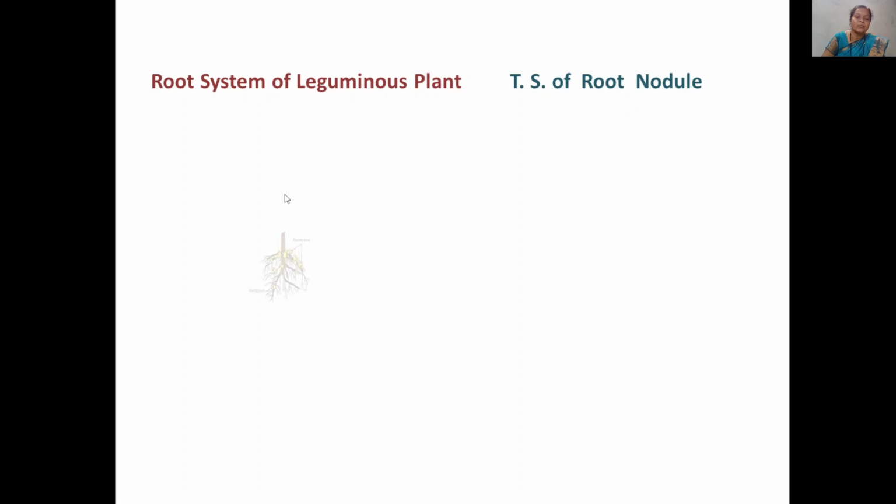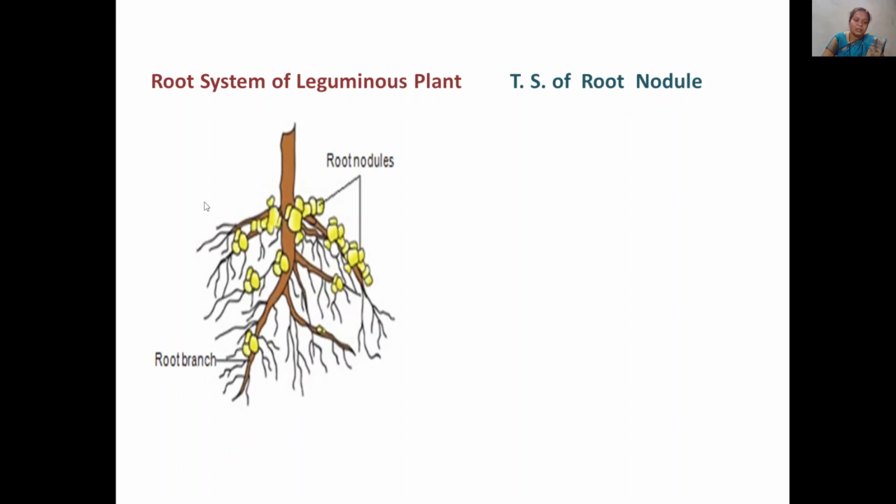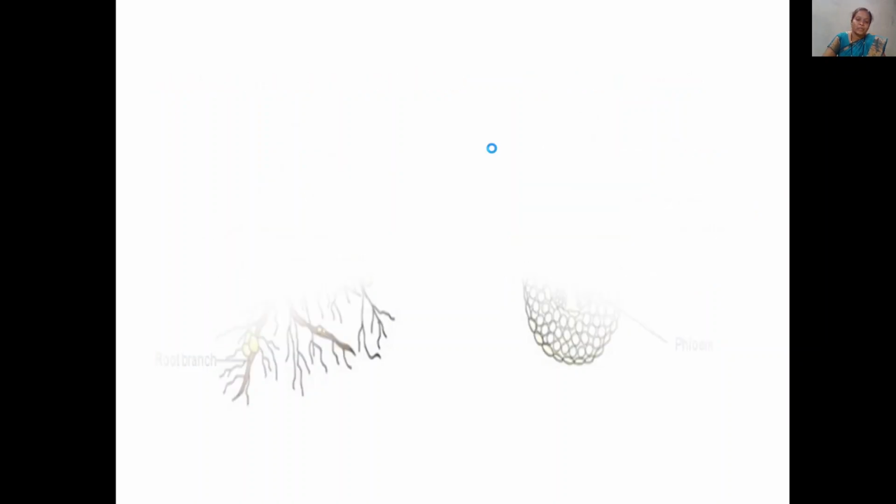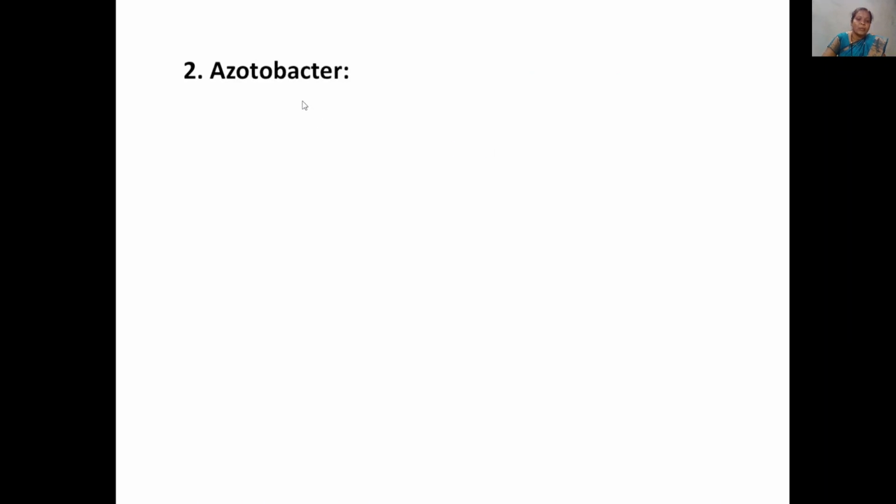Here we see the root system of a leguminous plant. In this figure we see root branches, and on the root branches root nodules are present. The next diagram is the TS of root nodules. We see phloem, xylem, this is the root, and here nodules on the root. These are the root nodules in which bacterial colonies are in the cortical cells. Go to next slide.